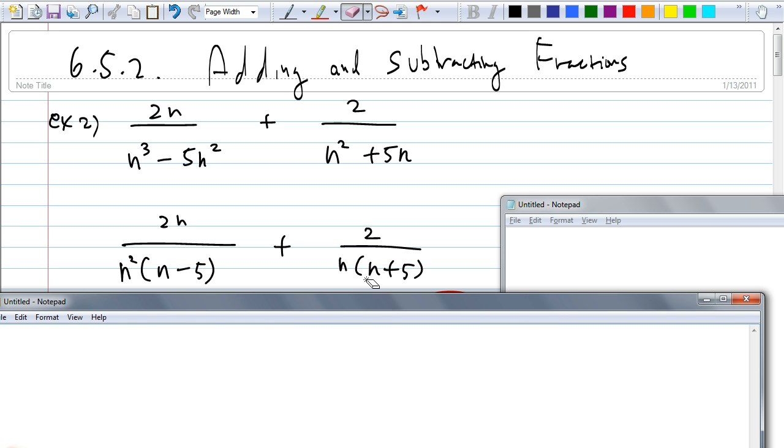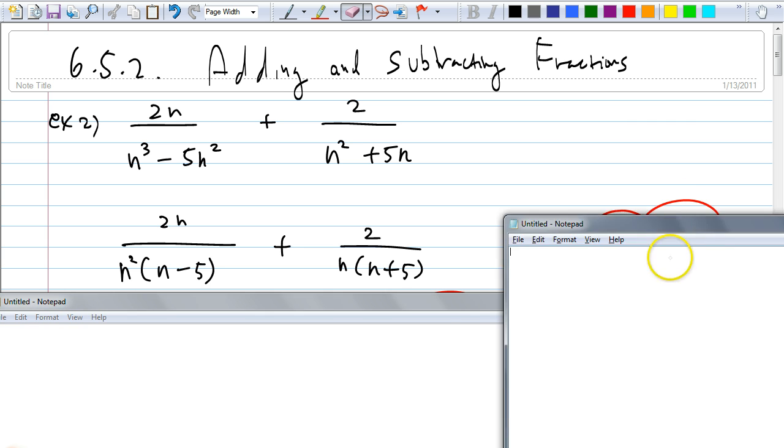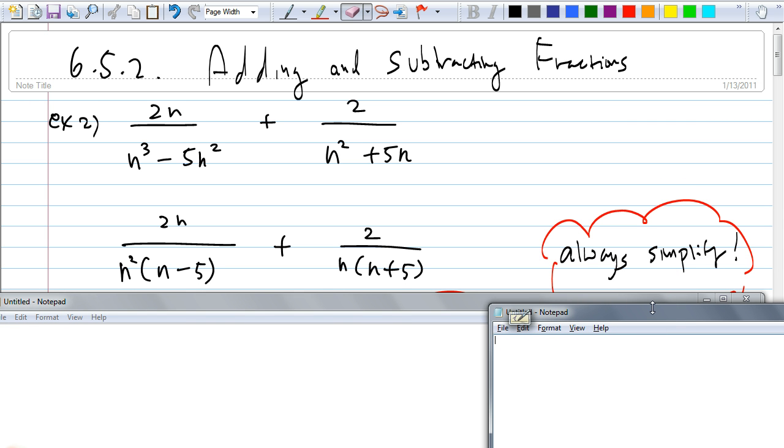N squared times n minus 5 times n plus 5 is correct. Now, you could have done it that way and you would get the right answer, but at the end you have to simplify a little bit more. This one though, you should always simplify. Right there. Could we simplify these fractions somehow?